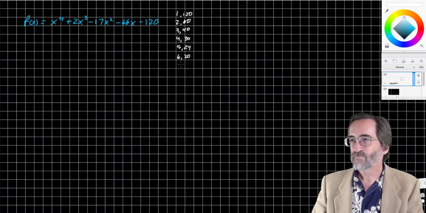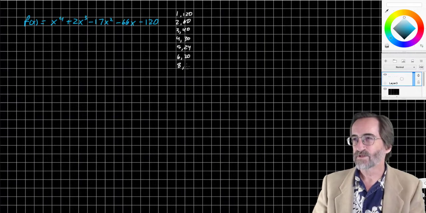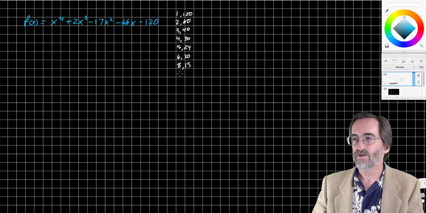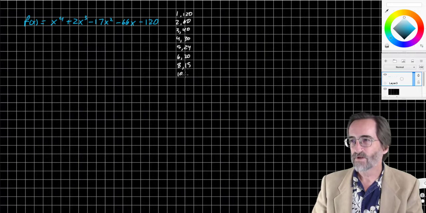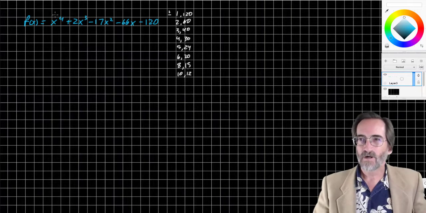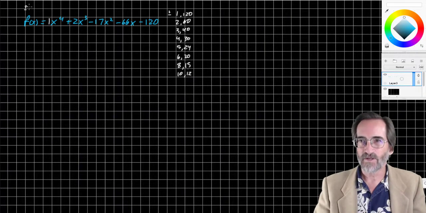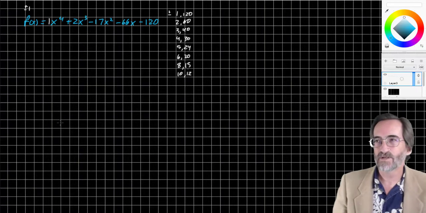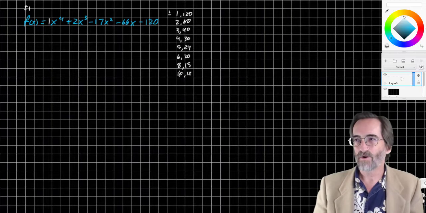8 goes. 8 times 15. Okay, 9 does not go, because 9 doesn't go into 30. Right? 10 times 12. Okay, and I think we got them all, and plus or minus on every last one of these, all over factors of 1, which is plus or minus 1. So all of my rational roots are going to be in these lists of numbers. Since I'm dividing by 1, there are no fractions here.